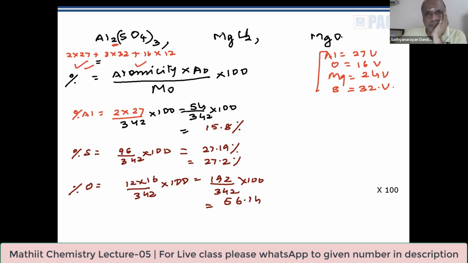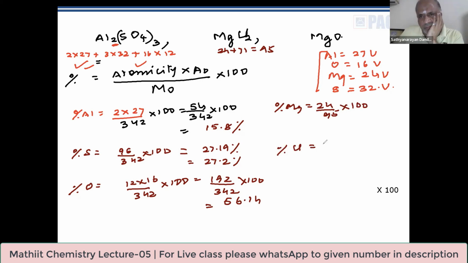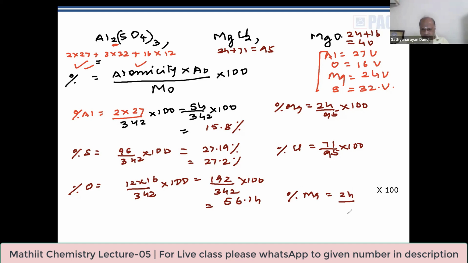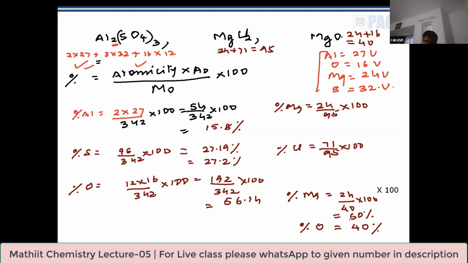Next, magnesium 24, chlorine 71, total 95. Percentage magnesium, 24 by 95 into 100. Percentage chlorine, 71 by 95 into 100. Here, 24 plus 16, 40. So percentage magnesium, 24 by 40 into 100. Yes, you are right, 60%. Percentage oxygen, 40%. Right.